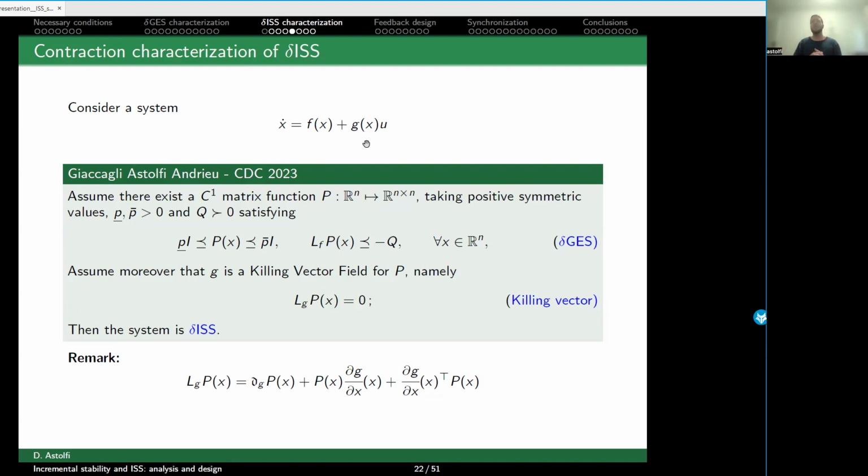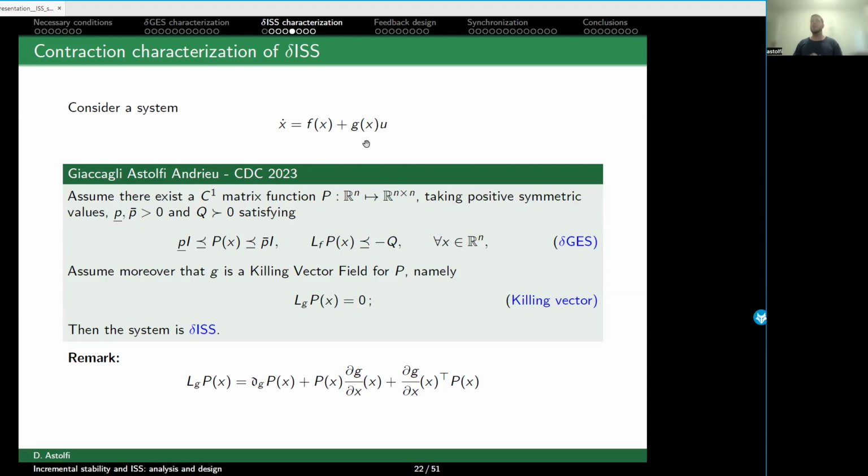And so for this class of systems, we have a nice characterization in terms of the Riemannian contraction approach, which is the following. If the autonomous part of the system, when there is no u, so our vector field f, satisfies the incremental global exponential stability contraction inequalities as before, and moreover, we have what we call in the literature the Killing vector field property, then the system is incrementally input-to-state stable.